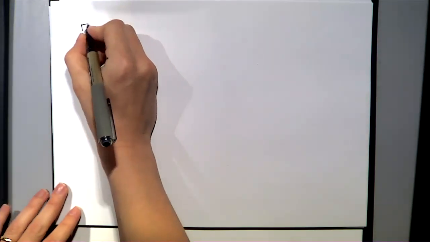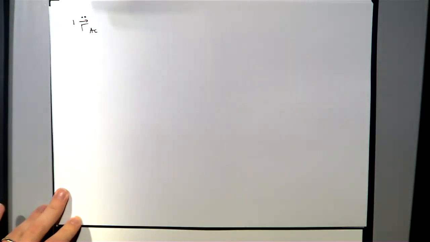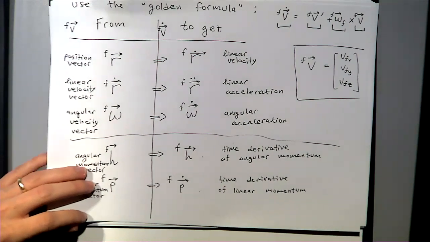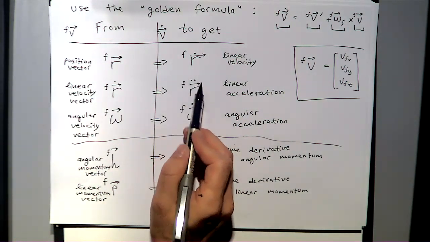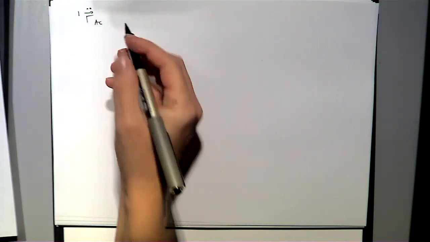Next example. Same example, R_AC double dot. R_AC double dot in frame one still. What do we need to do? I'll bring this page back. Now we need the double dot, so we need to start off with the dot, right? So we need to apply the golden formula on the vector, which is linear velocity. So let's write the formula. Maybe I'll do it here again.